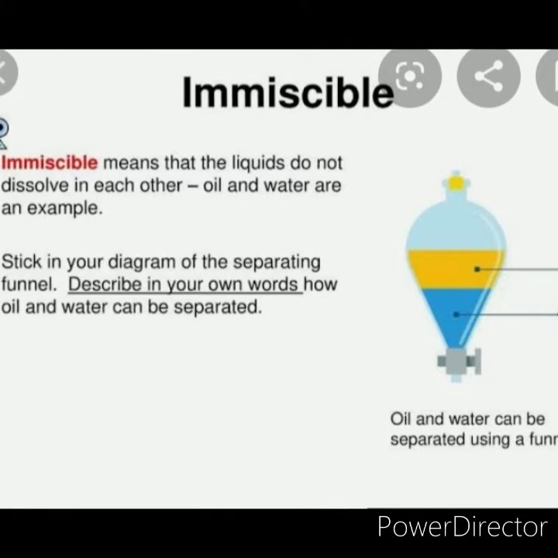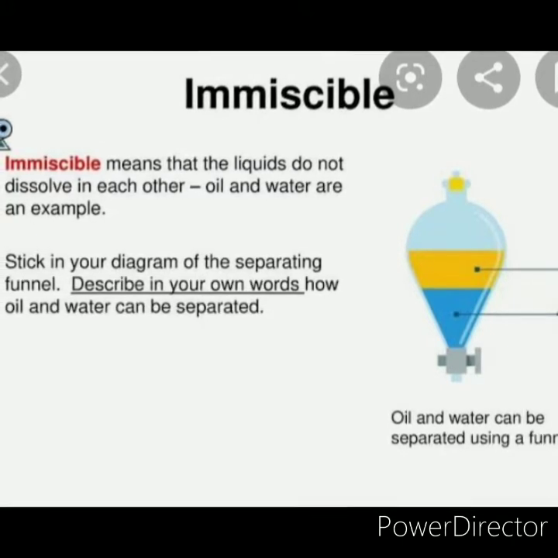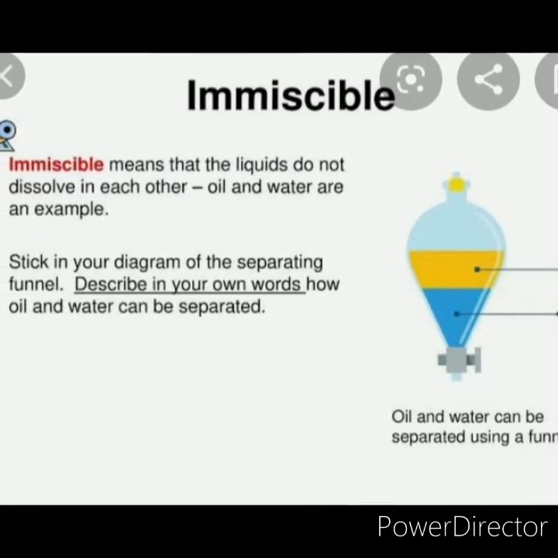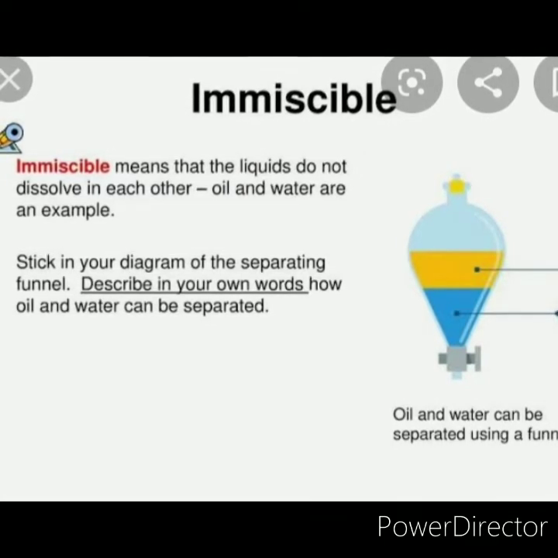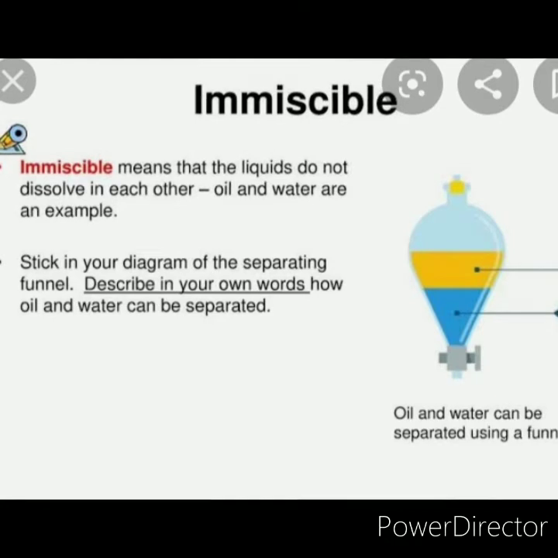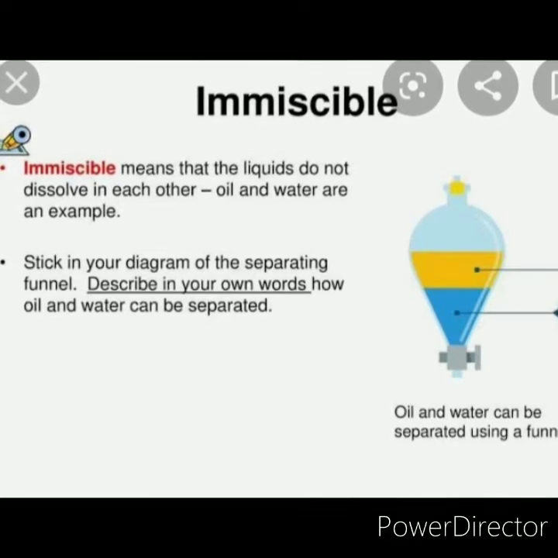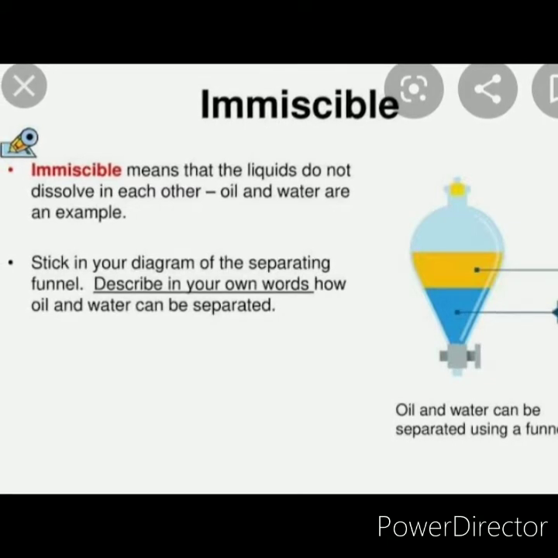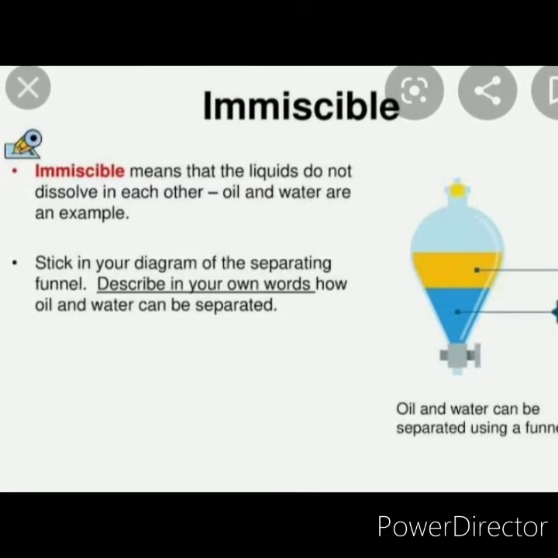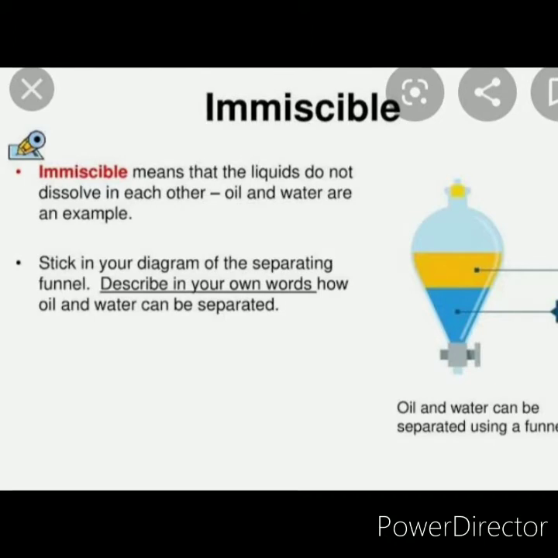Now, immiscible liquids. Immiscible liquids are those liquids which do not get mixed with each other. For example, oil and water. Oil and water is a very good example of immiscible liquids. If you see the diagram, this is known as the separating funnel, and we use this separating funnel to separate two immiscible liquids.